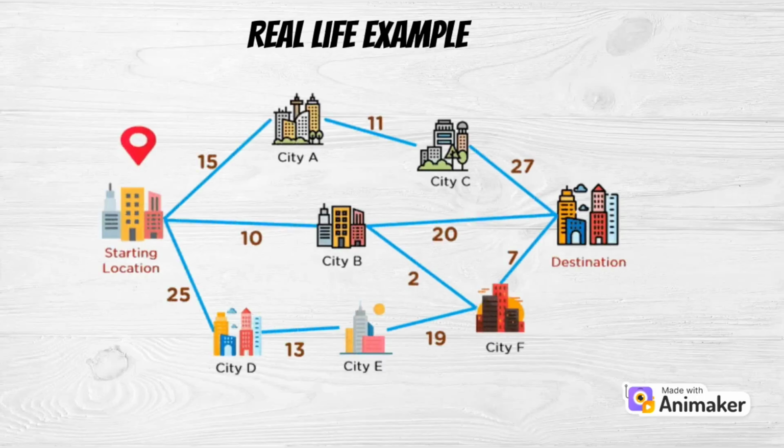For example, let us take a real life example to understand more clearly about greedy algorithm. If we are in a starting location and if we want to reach the destination, we can take any path to reach the destination, but we always choose the shortest path to reach the destination within the time. Like that, the greedy algorithm always chooses the shortest path to get the optimal and feasible solution.